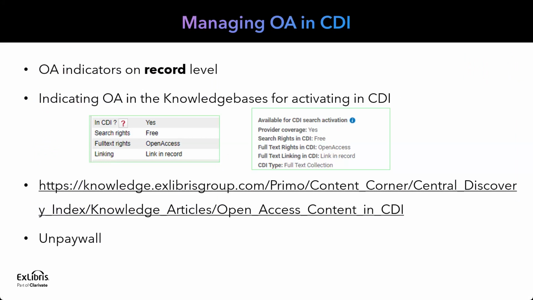Managing open access in CDI is more flexible, as open access is managed on the record level, but it is not managed on the portfolio level. So if a record is available both on a paid aggregator site and on an open access publisher site, the indication is seen in the facets. We also have an indication of open access in the knowledge bases for activation in CDI. You can refer to the documentation in this link for more information.